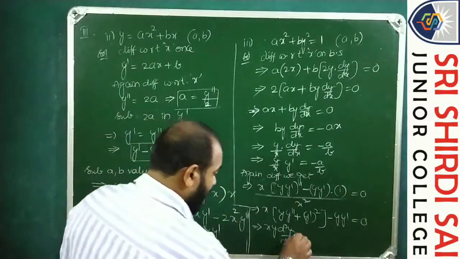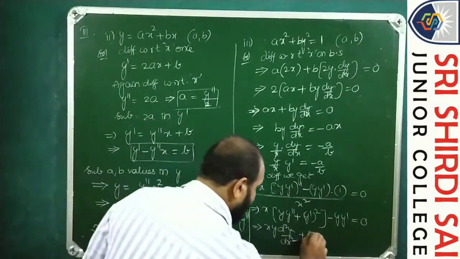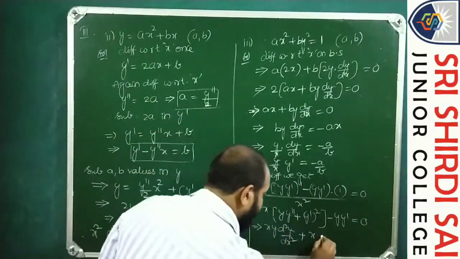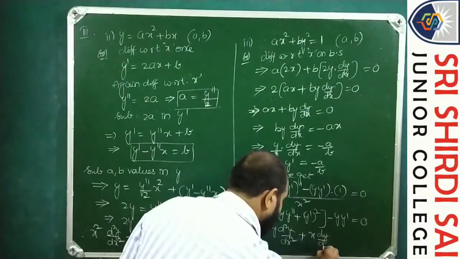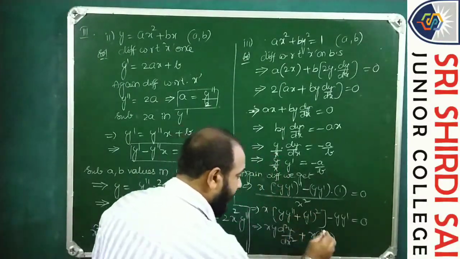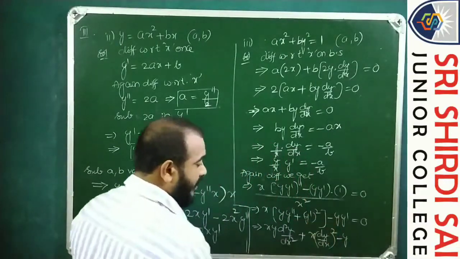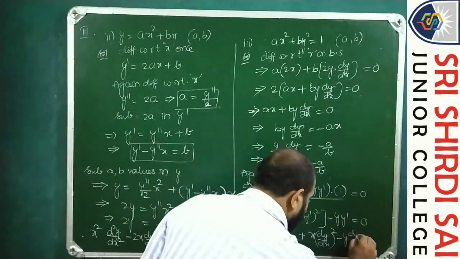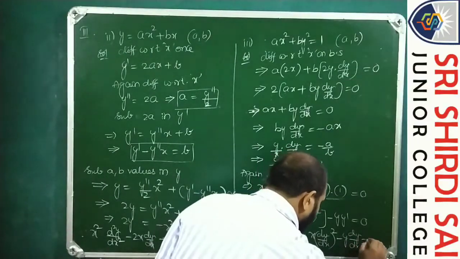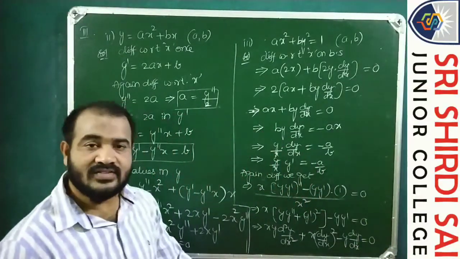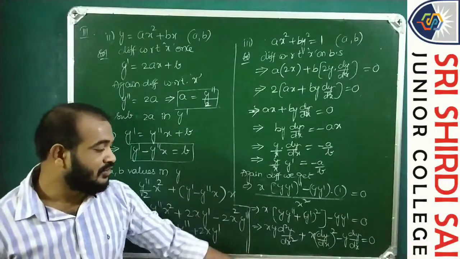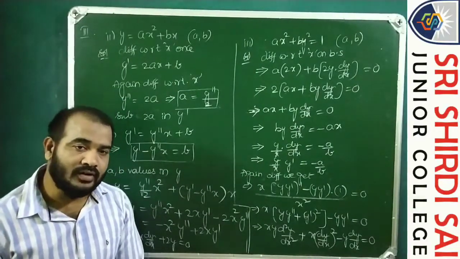Next, plus x y dash, where y dash is dy by dx, has a square here, minus y into, what is the value of y dash? dy by dx is equal to 0. So this is the required differential equation we are looking for.